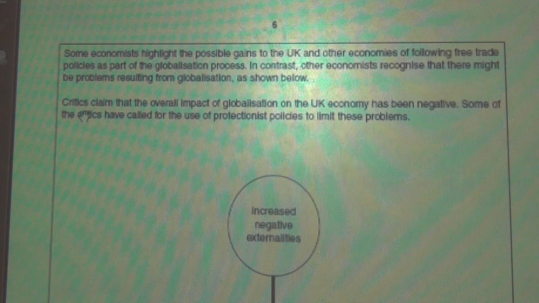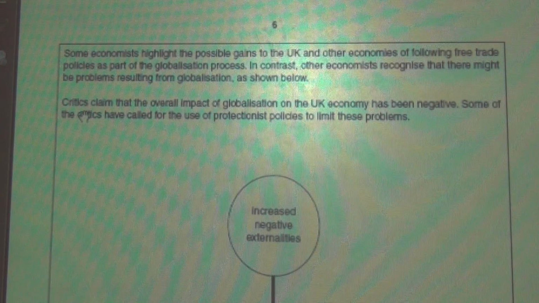Some economists highlight the possible gains to the UK and other economies of following free trade. Free trade, ladies and gentlemen, the absence of barriers to trade, your protectionist policies. Clear them away. Clear away the tariffs, the quotas, the excessive red tape, the voluntary export constraints, clear all these things away.